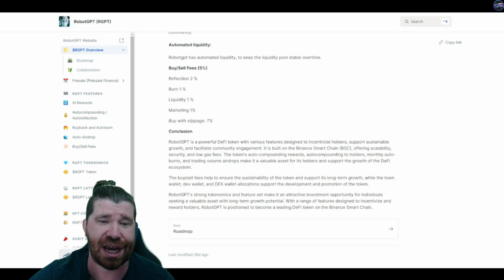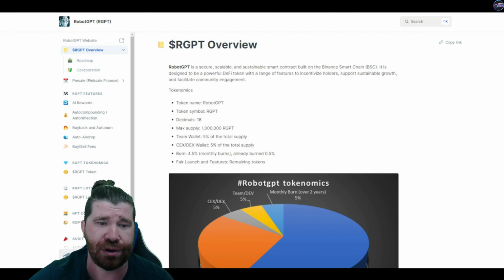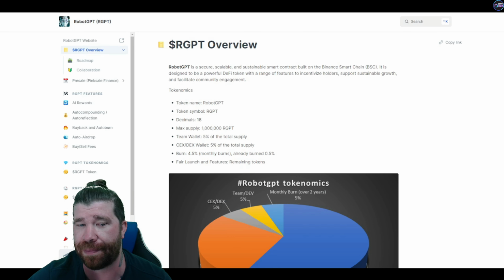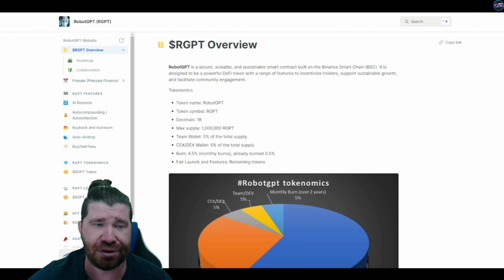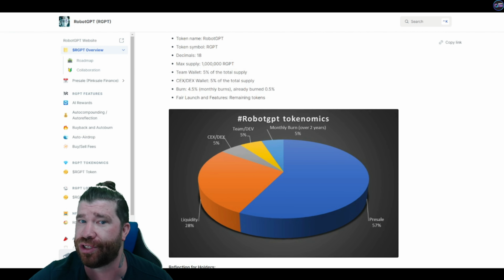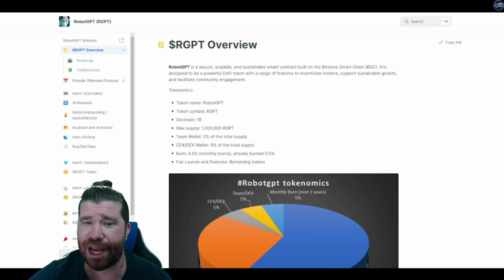It says buy with slippage at 7. So very, very, very important you guys follow that. 4.5% monthly burns, already burned 0.5%. Okay, interesting. They already burned even though they haven't started initially. So maybe that's why they had transfers happening. Not sure. T-Wallet, 5% of the total supply. And yeah, we have more here, okay?